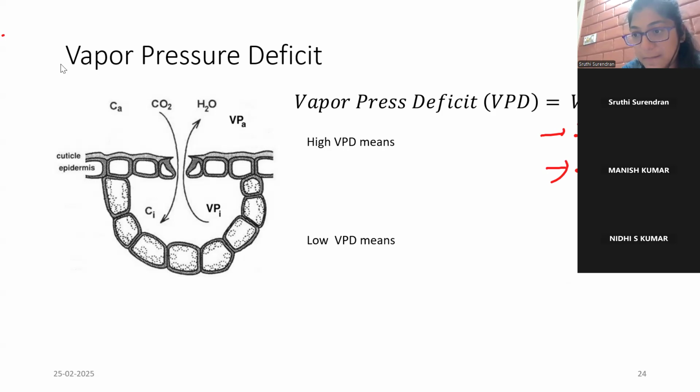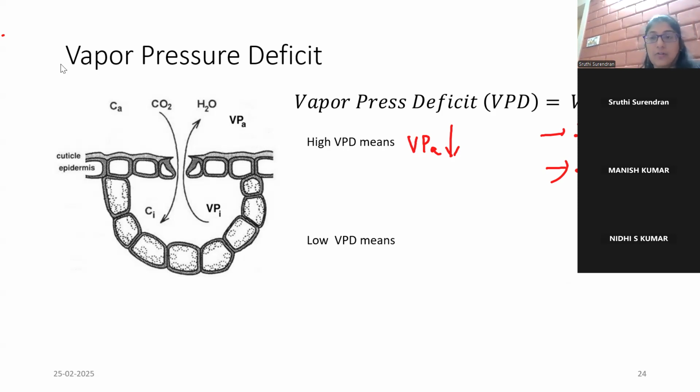So when the vapor pressure deficit is high, it means that the actual vapor pressure is low. So at high VPD, it means that the actual vapor pressure, whatever is the vapor pressure in the atmosphere, is low. If this value is going to be high, this value is going to be low. That is why the vapor pressure deficit will be high. Now, if this actual vapor pressure is low, what does it tell about the relative humidity?